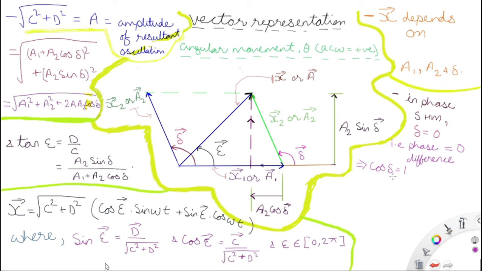When both are in phase, means phase difference delta is equal to 0, then cos delta is equal to 1. In that case the resultant amplitude will be equal to A1 plus A2. We'll simply add, and both are perfectly supporting each other.